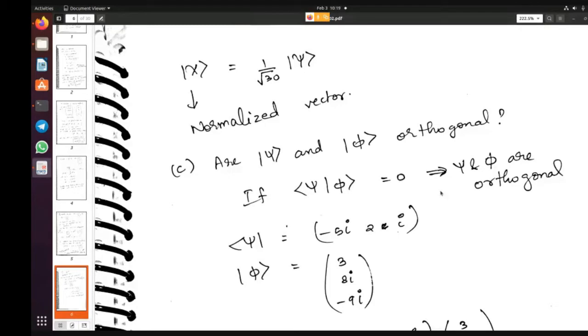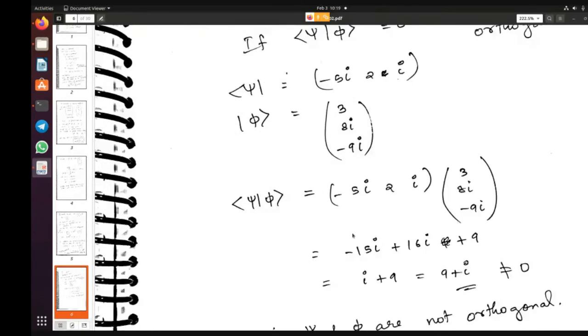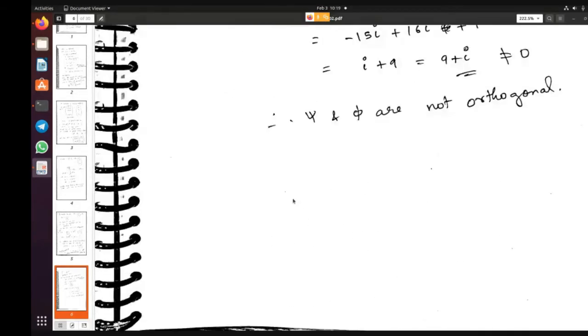So if you multiply the two, first of all, you have to multiply the bra psi with the ket phi. So this is your matrix multiplication. If you do this matrix multiplication, you see that it is 9 plus i. So obviously it is not equal to 0, and so you can say that psi and phi are not orthogonal.